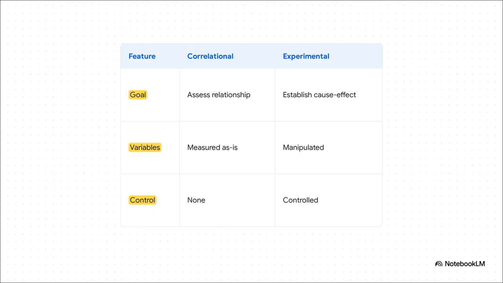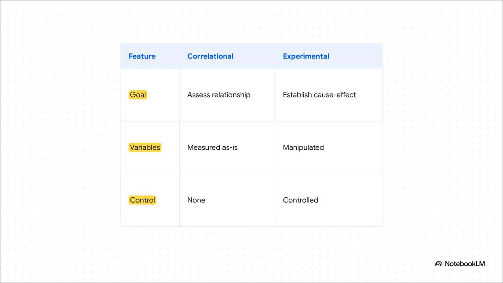Look at the goal. For correlational research, the goal is just to see if two things are related. But for an experiment, the whole point is to establish cause and effect. Now look at the variables. In a correlational study, you're just measuring things as they are. In an experiment, you actually manipulate one variable to see how it affects another.